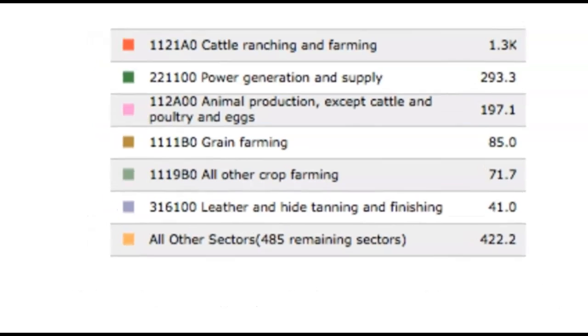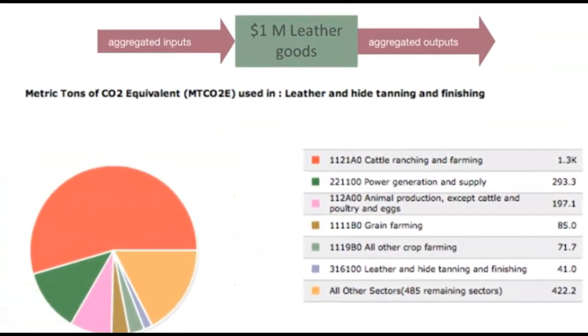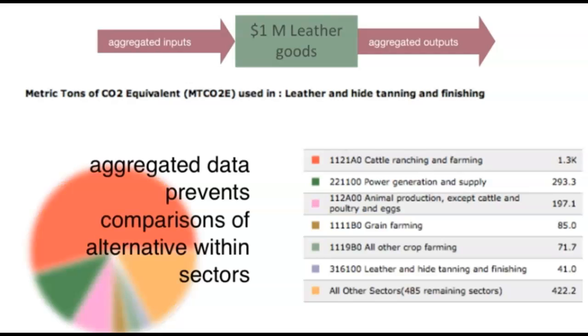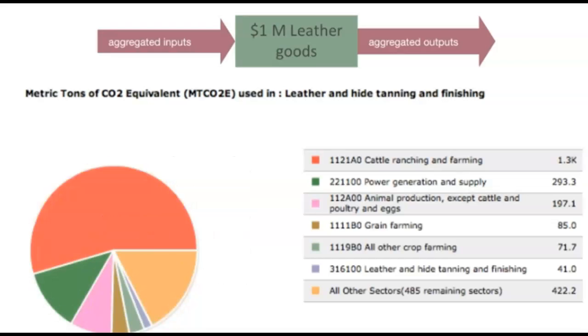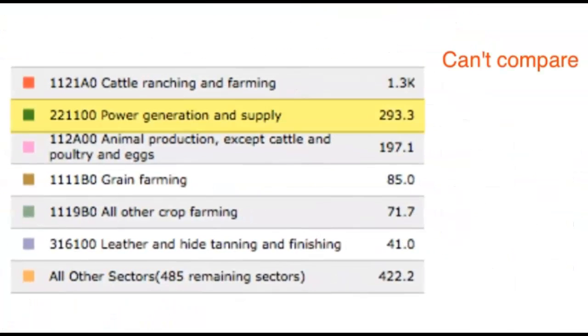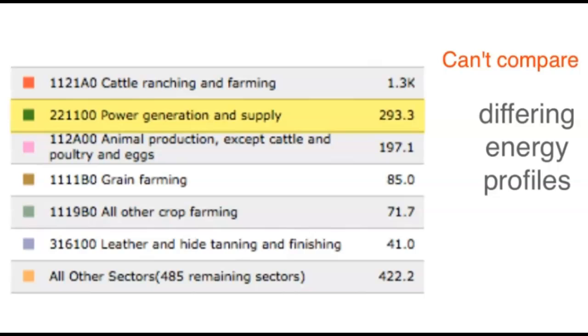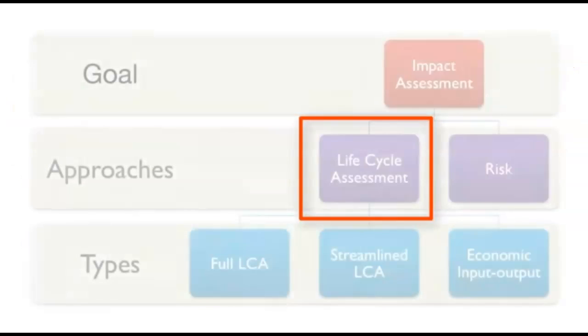This method provides a quick and approximate value for the intended product, but since it is based on aggregates for industrial sectors, it does not allow designers to compare designs when the innovation is within the same industrial sector. As in the case of this leather example, you will not be able to compare power generation and supply for only renewable energy, since the energy sector is aggregated across all energy resources within the industry sector.